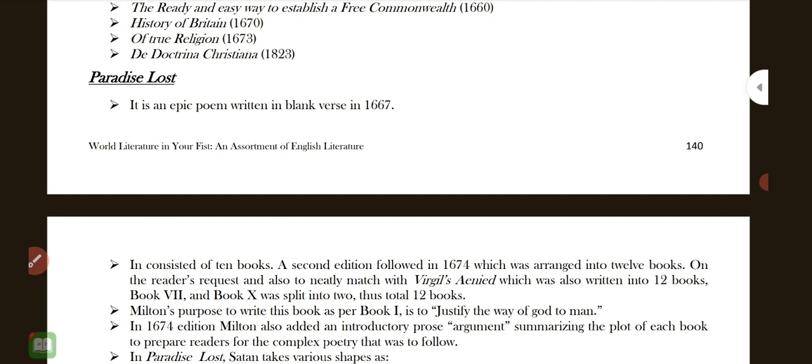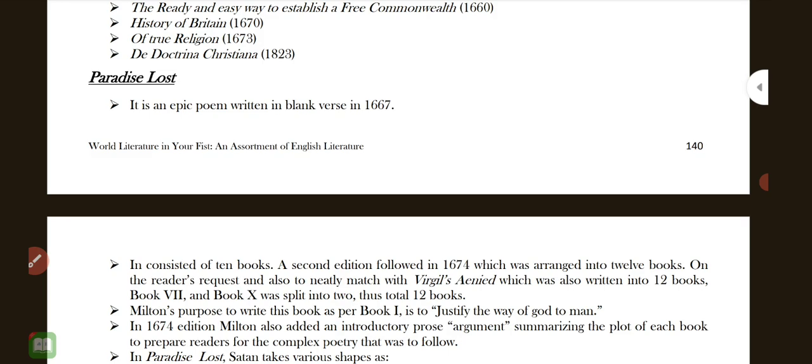Today in this class we will discuss Paradise Lost, a brief summary or study. It is very important for JRF, DL, NET, SET and some other competitive exams. We are all very well known about Paradise Lost. It is written by John Milton, a famous poet.